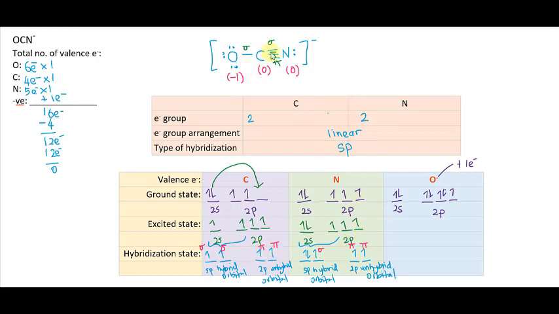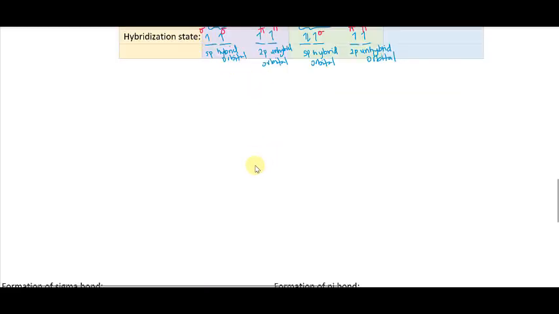So let's check back our Lewis structure. For carbon, we are going to have 2 sigma bonds and 2 pi bonds. For nitrogen, we have 1 sigma bond and 2 pi bonds. Next, we are going to draw the orbital overlap.